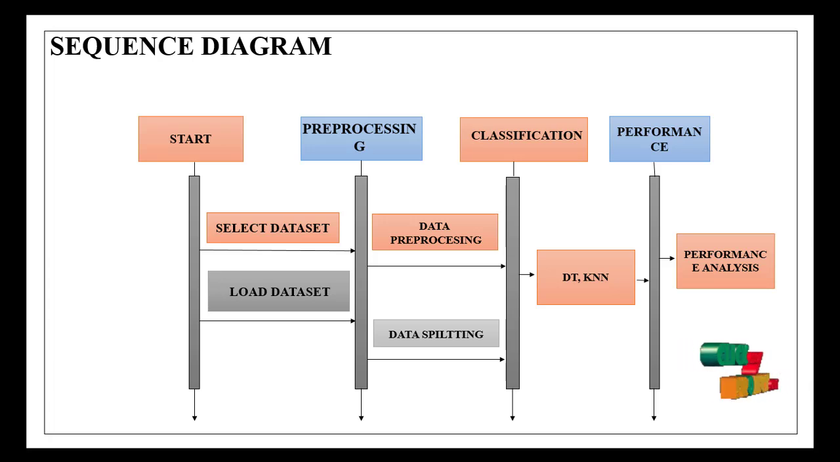Sequence diagram, 4 sequences. First is loading, then pre-processing, classification, and performance analysis. In loading, we select the particular data. Pre-processing is label encoding and handling missing data. Classification is applying the ML algorithms. And performance analysis of the ML algorithms.